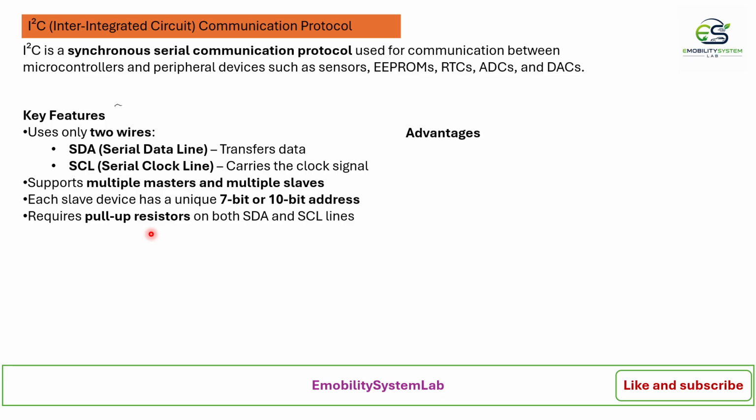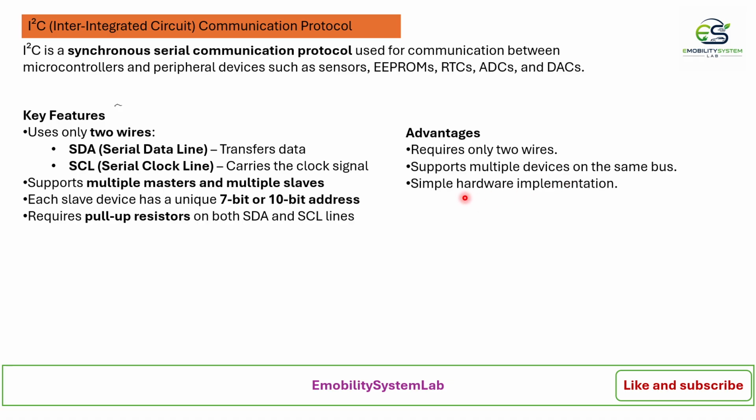So let's see the advantages of the I2C communication protocol. It requires fewer wires and supports multiple devices on the same bus. Hardware implementation is simple in I2C. It is an address-based communication protocol, so there is no conflict between master and slave communication. The master will talk to the assigned addressed slave. So these are the advantages of the I2C communication protocol.